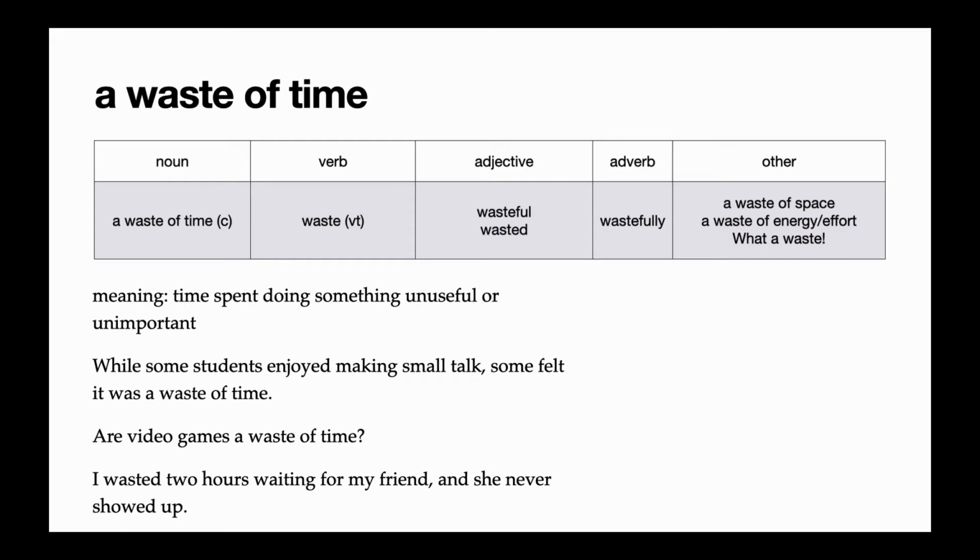In the reading, we said, while some students enjoyed making small talk, some felt it was a waste of time. Our second example says, are video games a waste of time? Notice here that even though video games is a plural noun, we still say a waste of time. You could also say, are video games wastes of time? Our last example just shows waste as a transitive verb. I wasted 2 hours waiting for my friend, and she never showed up.